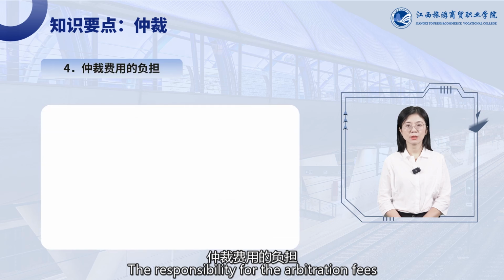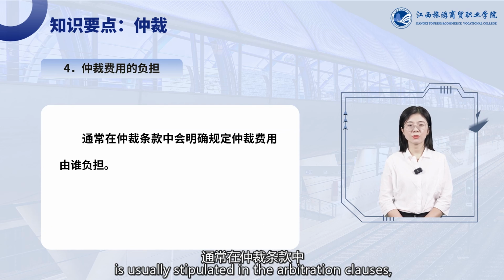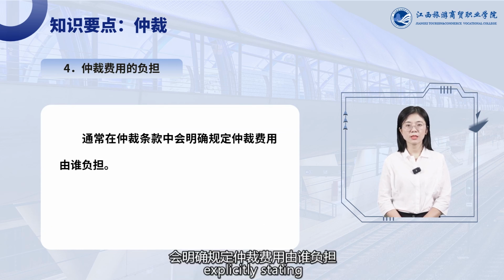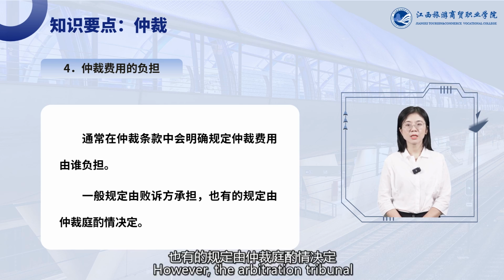The responsibility for the arbitration fees is usually stipulated in the arbitration clauses, explicitly stating who bears the expenses for arbitration. Generally speaking, it should be borne by the losing party. However, the arbitration tribunal may have discretion to decide which party bears the expenses.